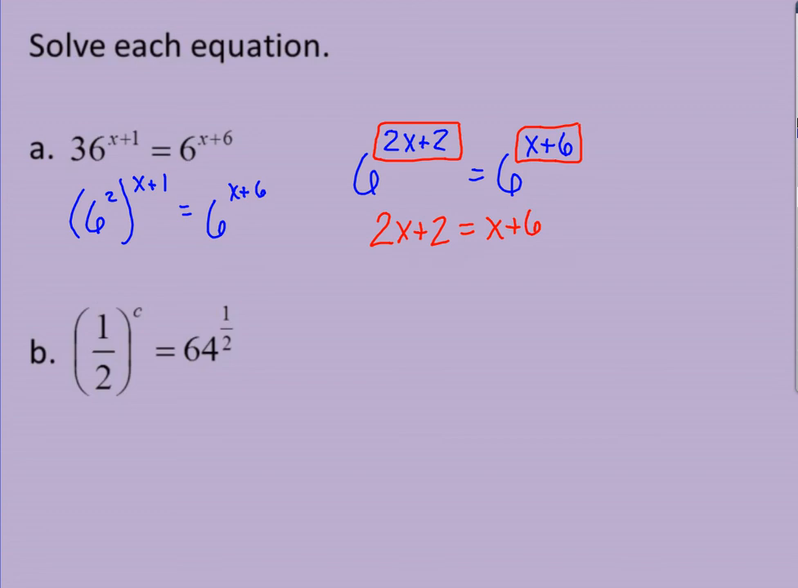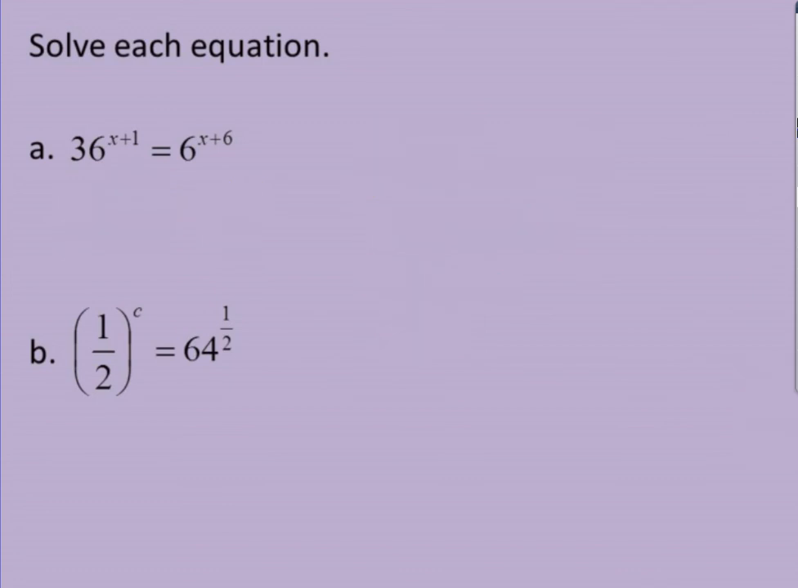So if we subtract an x from both sides, we're left with x plus 2 is equal to 6. If we subtract a 2 from both sides, we're going to get x is equal to 4. On the next one, we want to get the same bases. Now 1/2 is the same thing as 1 over 2 to the first power.